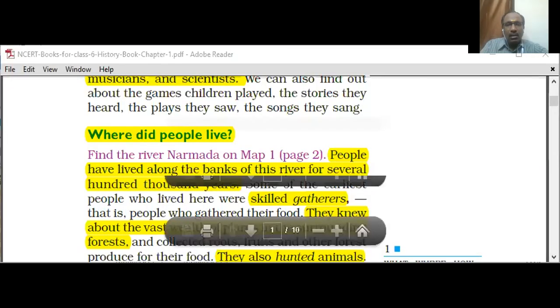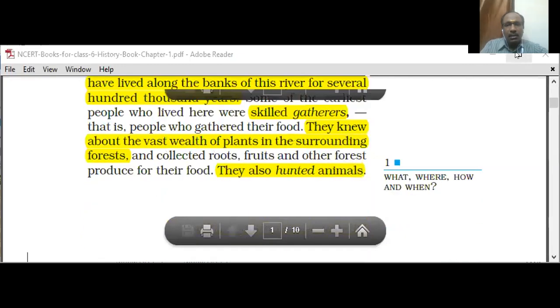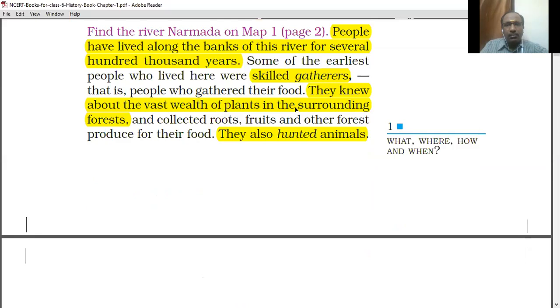Here you can see the people. You are able to see it on the screen. Here are the skilled gatherers, that is, the people who gathered their food. So gathering food is also a skill. They knew about the vast wealth of plants, where they were available in and around the forest. They collected roots, fruits, and other forest produce for their food. They also hunted animals, isn't it?